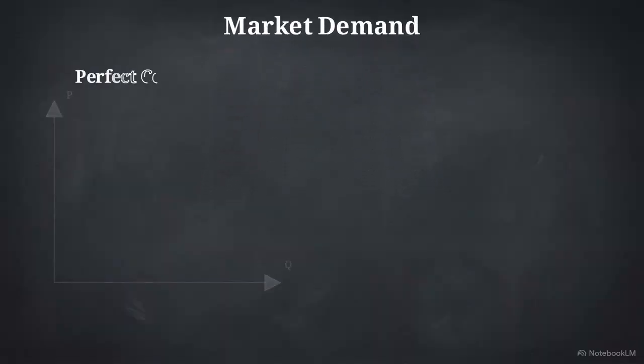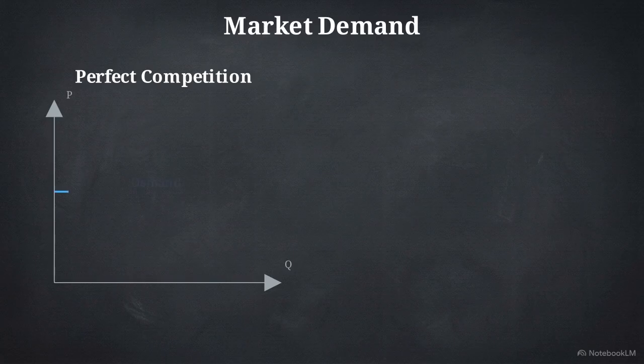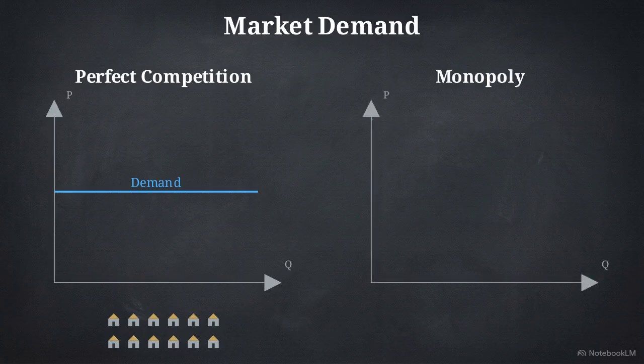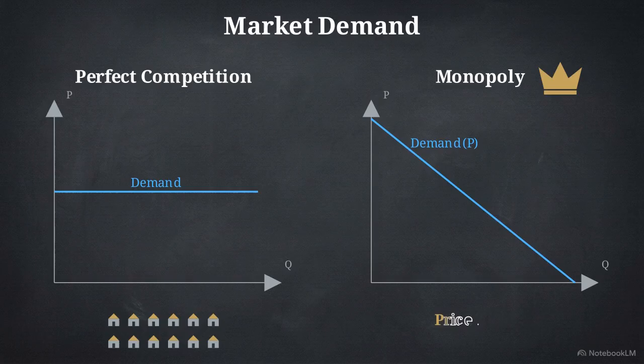Under perfect competition, a single firm is a price taker. They face a flat, horizontal demand curve. They can sell as much as they want, but only at the market price. A monopoly faces the exact opposite. Because it is the only supplier, it faces the entire downward-sloping market demand curve. It is a price setter, a price maker.